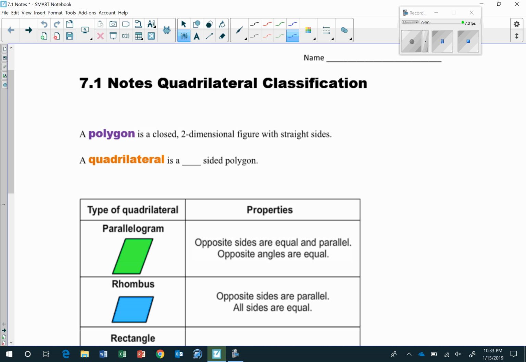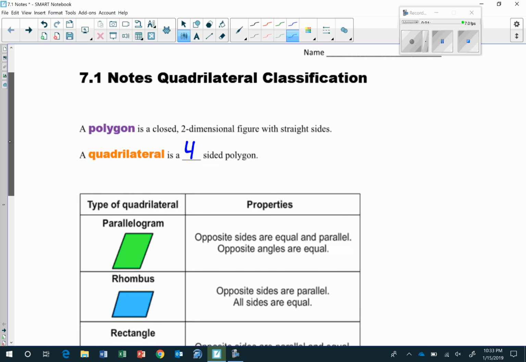A couple definitions for you first. A polygon is a closed two-dimensional figure with straight sides. A polygon is a figure with more than two sides, obviously, because you need three sides to close up a shape. And then a quadrilateral is a type of polygon. A quadrilateral is a four-sided polygon. And that's what we're going to focus on in 7.1, classifying four-sided polygons.